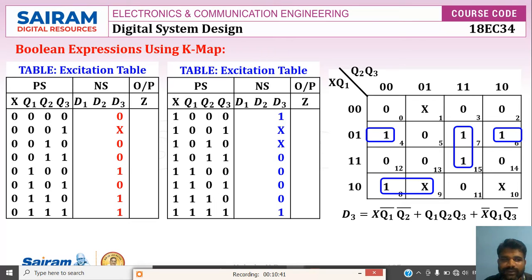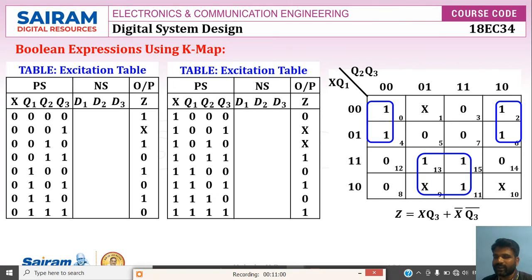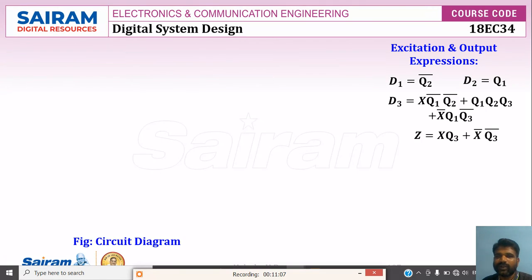Clear now? Similarly, retaining Z and making the entries into the K-map as I explained previously, here one quad is possible and another quad is possible. So all ones are covered, and this is the corresponding expression. Clear now? So we obtain the excitation and output expressions, and the last step is to write the logic circuit diagram.